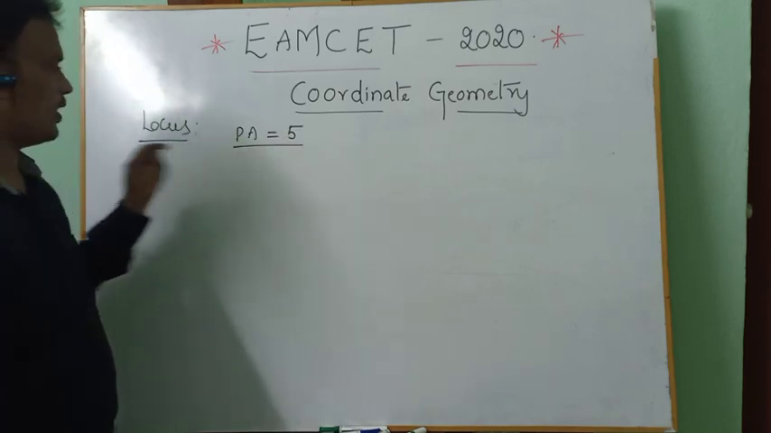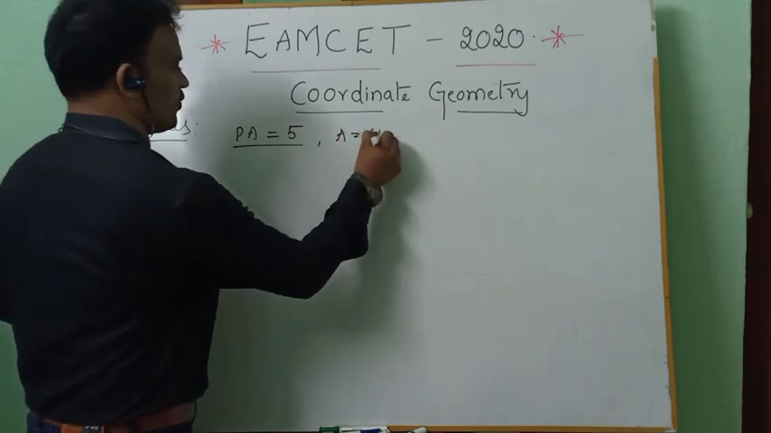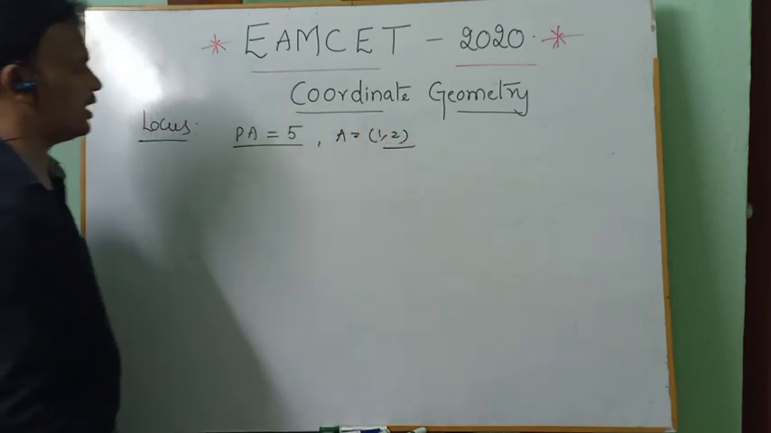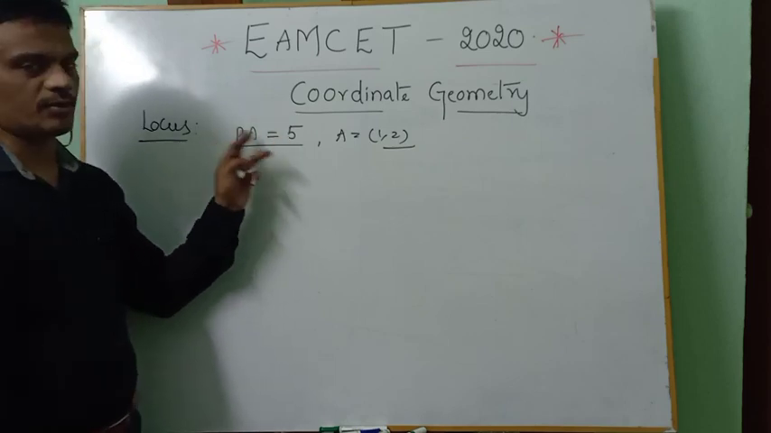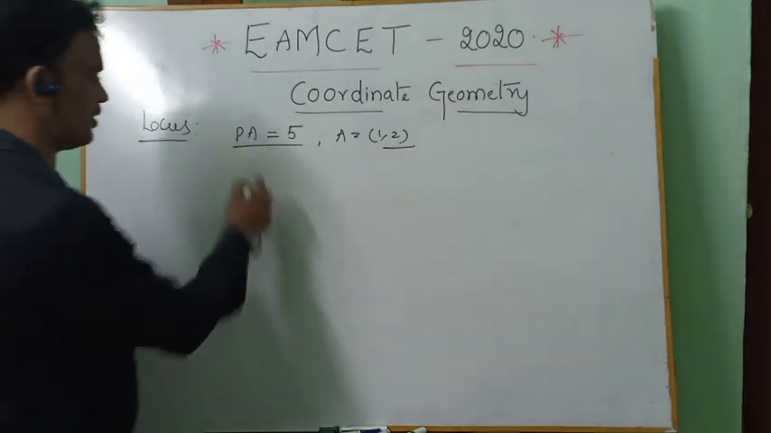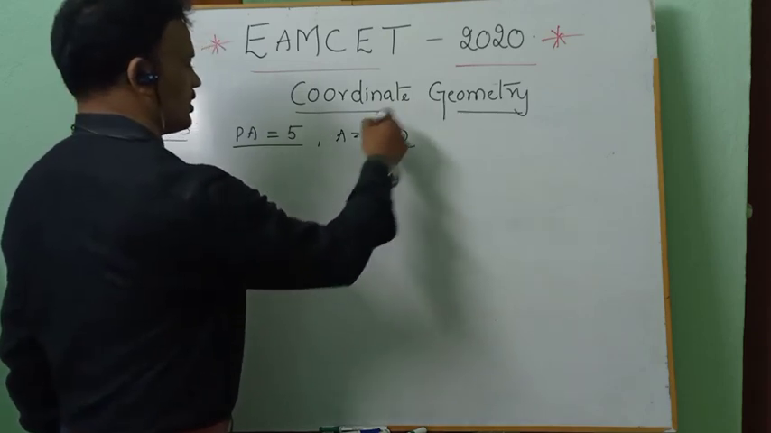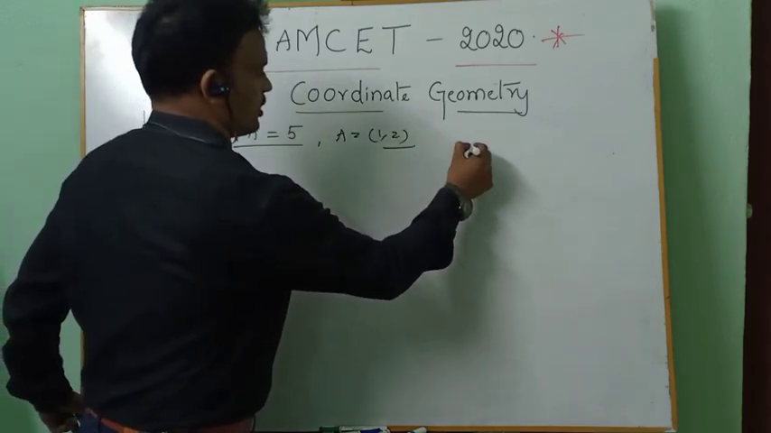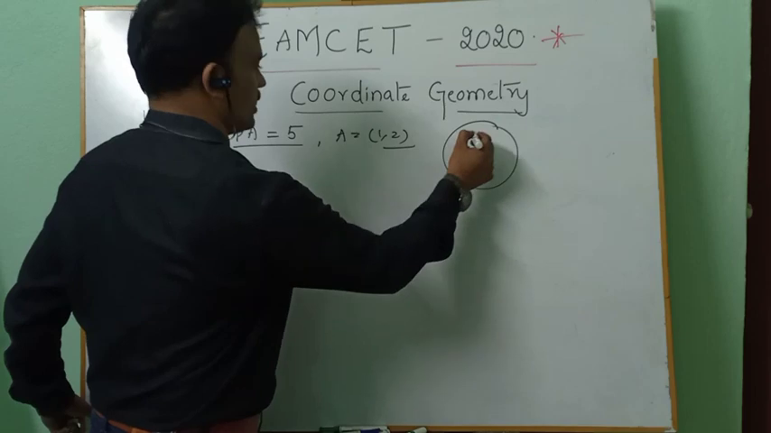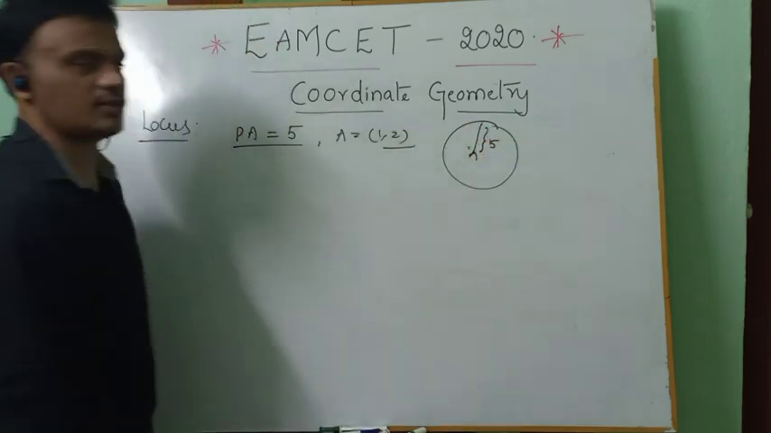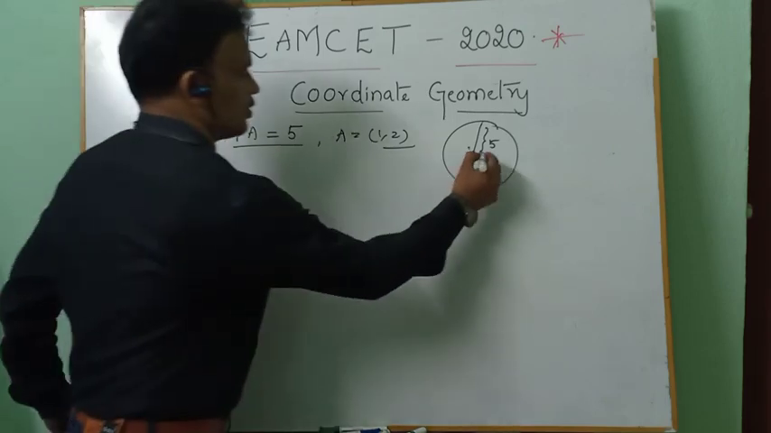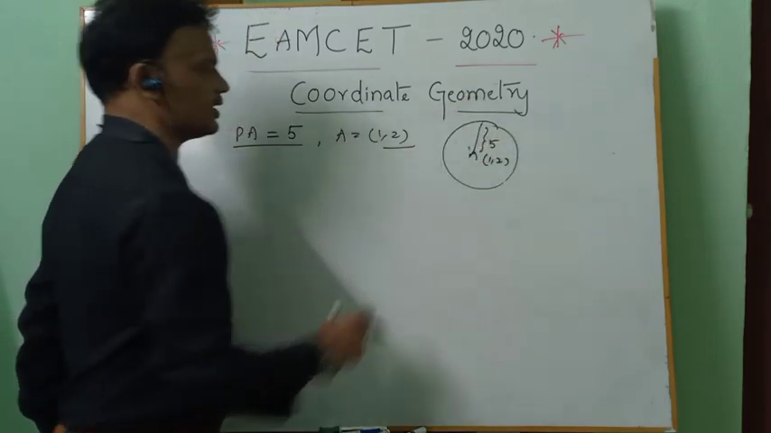What is the locus of P which is at a distance of 5 units from the given point A, (1, 2)? This is the point A. What is the locus of P which forms at a distance of 5 units from A? Yes, it is a circle. The locus is a circle whose center is (1, 2) and the radius is 5.